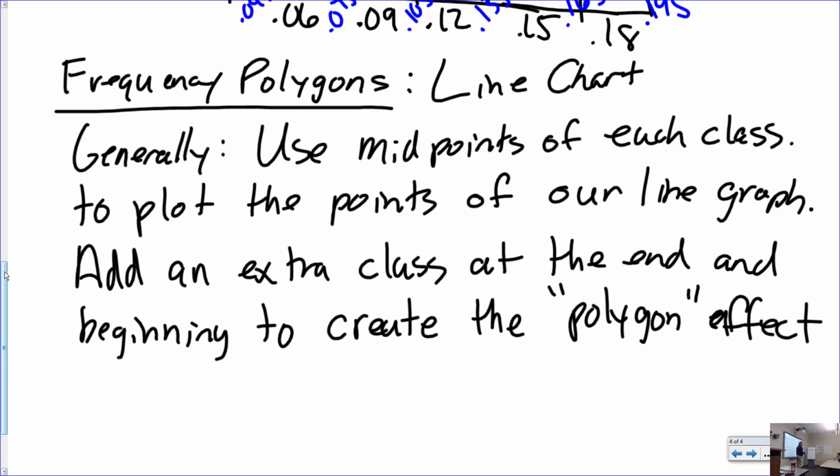Polygon effect, or is it the polygon affect? Stick with the E. You're right, yeah. I like the A better. I think it's the polygon effect. Right. I agree. Effect is more active. Alright, so you'll see why I mean this in a little bit, right? So again, the idea is that you're trying to draw a line chart of your frequencies, okay?